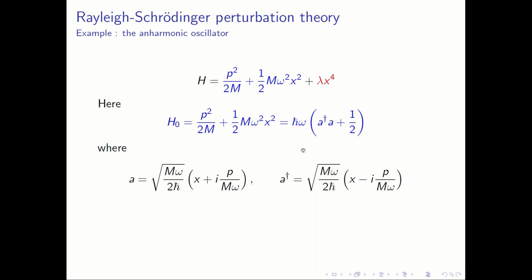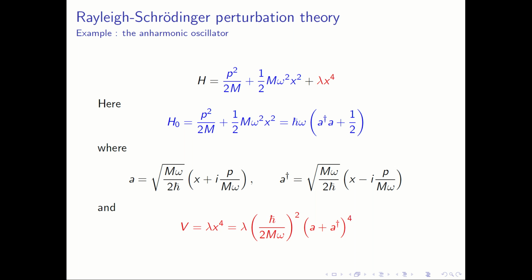And as you all know, you can just add these two expressions for a and a dagger. That will give you an expression for x. And using that, you can rewrite the perturbing potential lambda x to the 4 here in this form. So this is the final form which will be useful for our calculations subsequently.